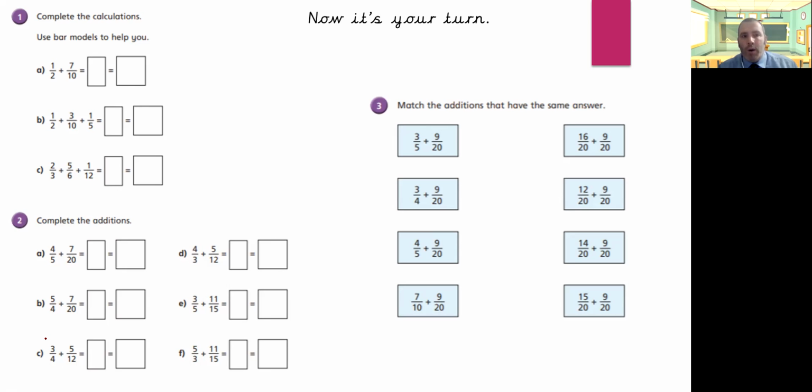Both question 1 and question 2, you need to find the lowest equivalent fraction as well. So you have an improper fraction to begin with, and then you need to make it into the neatest fraction you can. Question 3, you're going to match the correct answers. So you're going to match the boxes. You're going to need to work out what each box equals and match the boxes together. Pause the video here to complete your work.